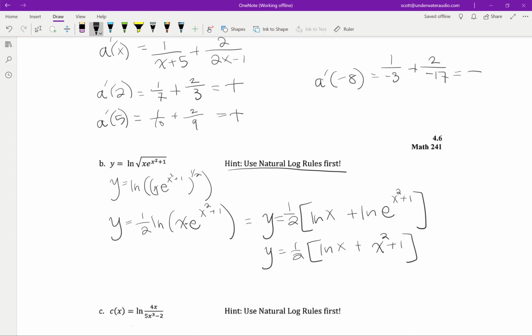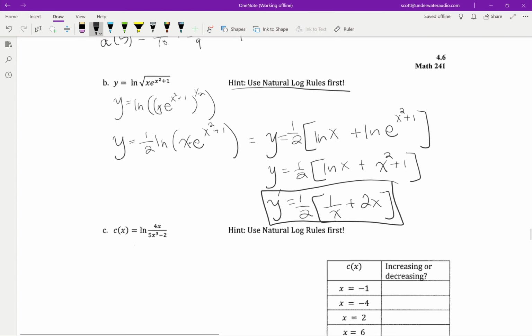And I think this will be easy to take the derivative of because we can ignore the half. Just keep it as is. The derivative of natural log of x is 1 over x. The derivative of x squared is 2x. And the derivative of a constant is 0, so we'll just drop that. So yeah, using those rules in advance really helps when you take the derivative.